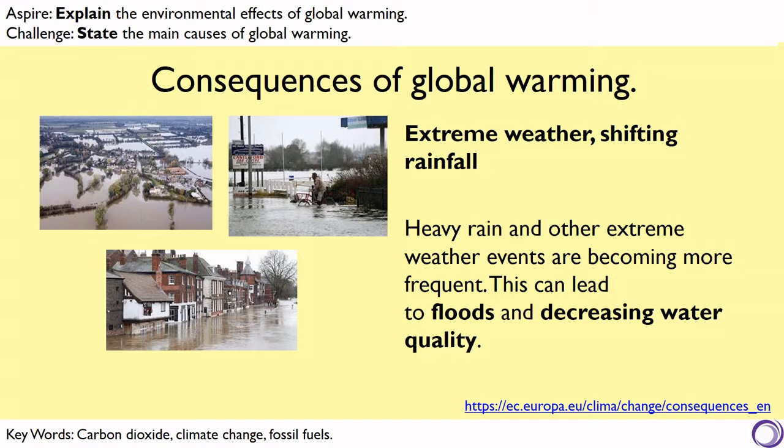We also have seen an increase in extreme weather and shifting rainfall. Now, heavy rain and other extreme weather events are becoming more frequent, and that has led to things such as floods and decreasing water quality. And this is a knock-on effect of the change to the temperature of the Earth affecting our weather systems.